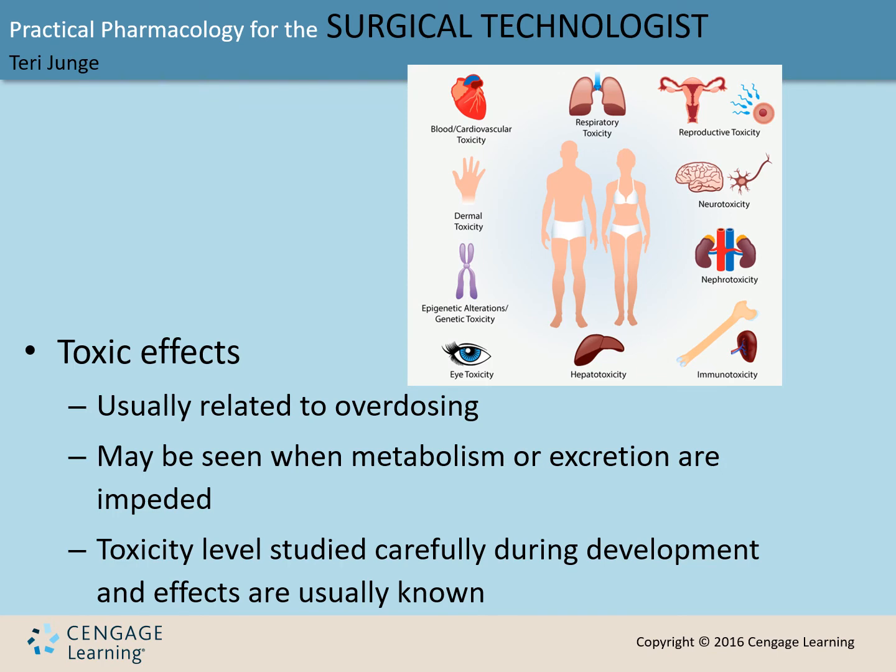So the toxic effects of a drug are usually related to overdosing. However, that isn't always the case. A toxic effect could also be seen when metabolism of the drug or excretion of the drug are impeded, right? So toxicity level is studied carefully during the development of the drug, and the effects are typically known.